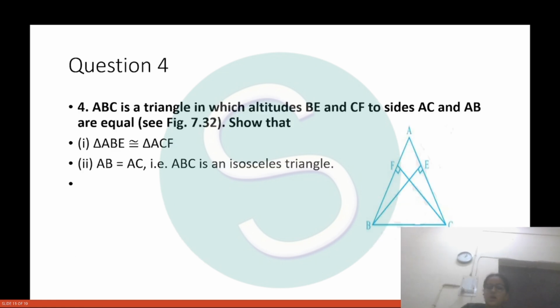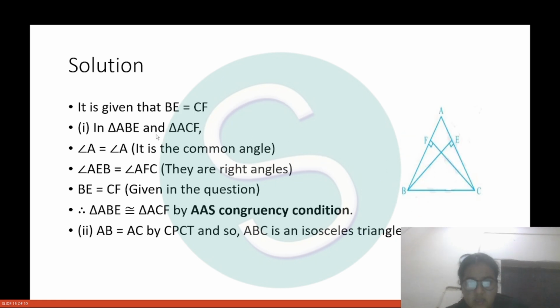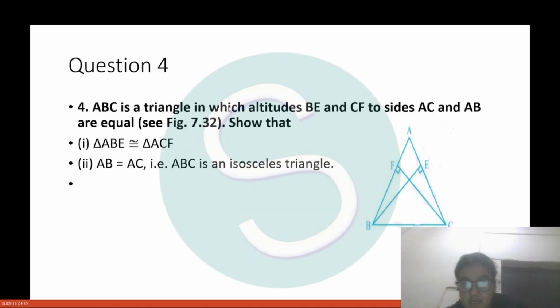So next question is, a triangle ABC is a triangle in which altitudes BE and CF to sides AC and AB are equal. Okay, so here हमें क्या given है, ABC is a triangle जिसमें BE and CF are altitudes and they are equal. हमें ये प्रूव करना है फर्स्टली कि ट्रायंगल ABE and triangle ACF are congruent, and secondly ये प्रूव करना है that AB equals AC. Okay, so how we can do it, sorry students, here it is given altitudes are equal, not sides, and we have to prove in the second part that sides AC and AB are equal.